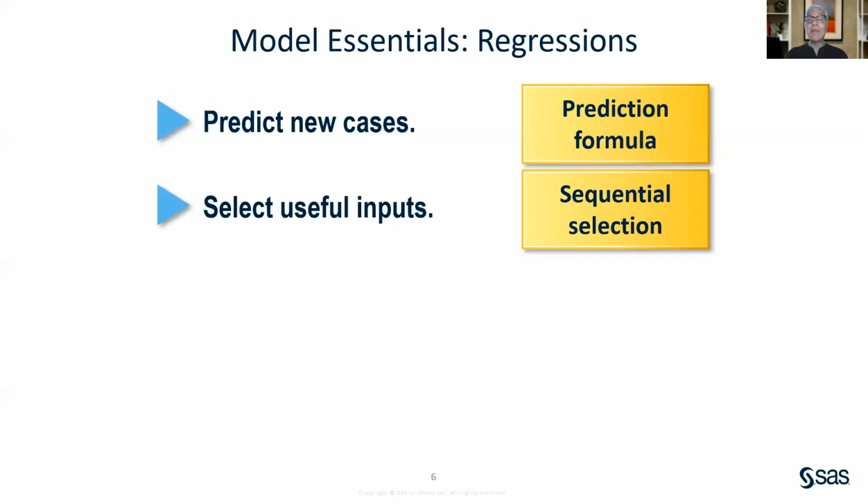Some of you might even be familiar with some of these selection methods. For example, the forward selection method, where you start with an empty model and then you add inputs one at a time and keep the ones that are most important.